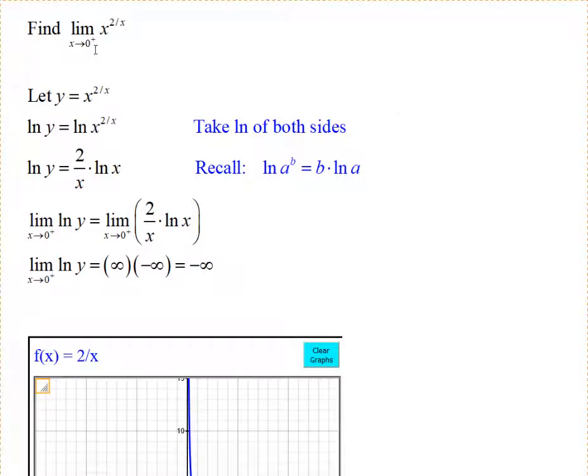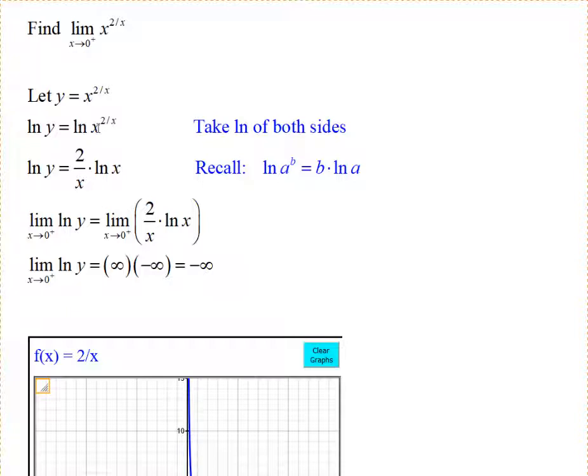So we want to find the limit as x approaches 0 of x to the 2 over x. So first, let y be x to the 2 over x, and then take the natural log, or ln, of both sides. So we get ln of y equal to ln of x to the 2 over x.